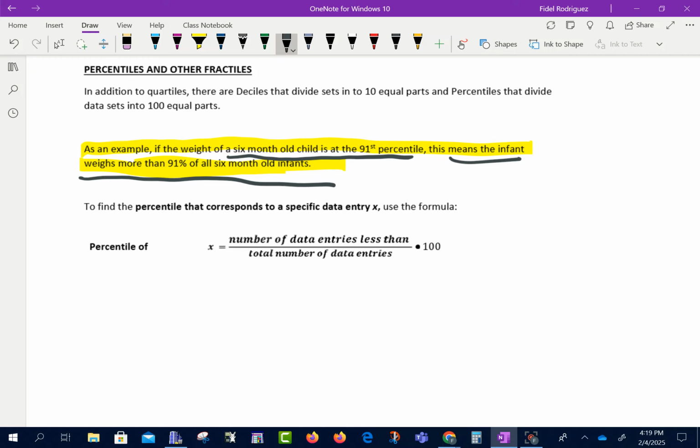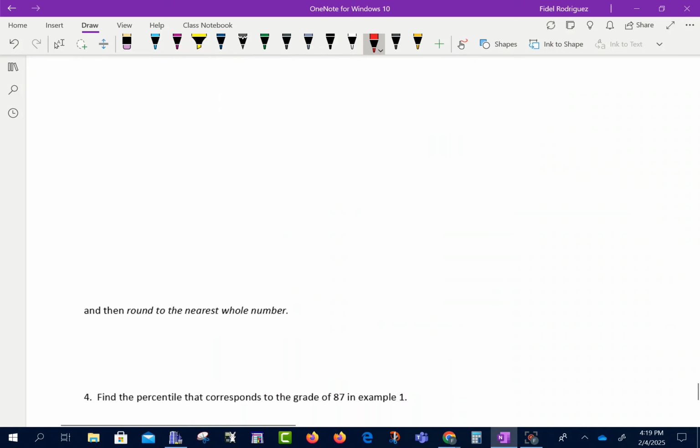Okay, that's what a percentile means. So, how do we find the percentile of a particular number? The way we find a percentile of a particular number, we're going to take all the numbers that are smaller than that number. We're going to divide it by the total number of values we have. We're going to multiply it by 100, and we're going to round to the nearest whole number.